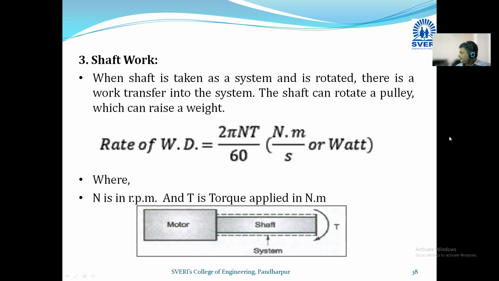Have you seen it? तुम्ही पंप मोटर बघितलेली आहे? मोटरला शाफ्ट बाहेर काढलेला असतो, and that shaft is in rotating condition. In the rotating condition also, rotational displacement is happening. गरगर फिरताना एकच पॉइंट स्वतःभोवती बऱ्याच अंशी फिरत असतो. Okay. Then when shaft is taken as a system and it is rotated, there is a work transfer into the system, and that shaft you can attach it to the pulley.